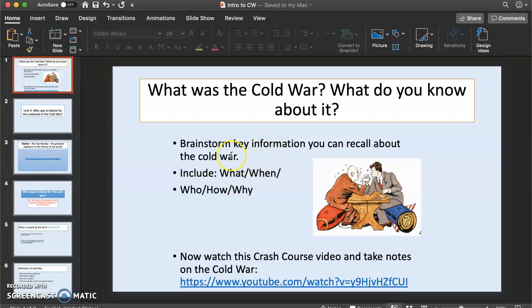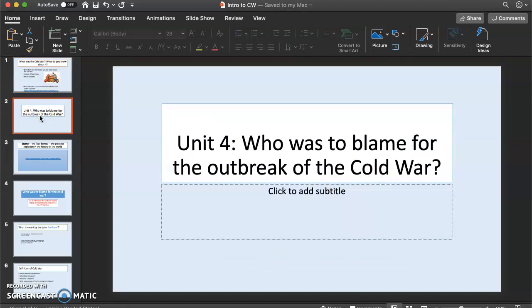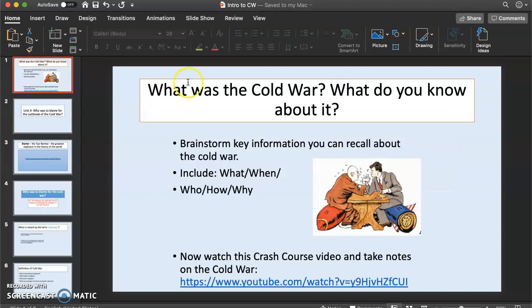So what I want you to do, just to start off with, of course, write down your title, who was to blame for the outbreak of the Cold War. Very interesting unit of work on this. I'd like you to write down as many key details or information that you can recall about the Cold War. Who was involved, what countries were involved, what was the war, what was the tension about, how did it manifest itself. And then when you've written a couple of things for that, just click on this link, this crash course video.